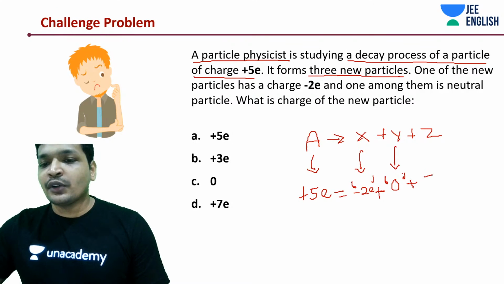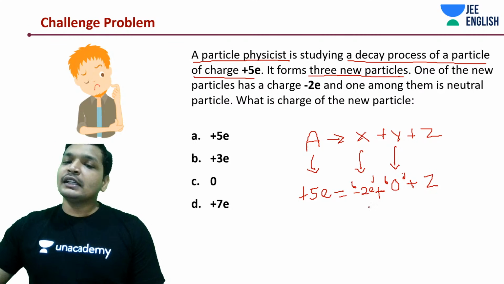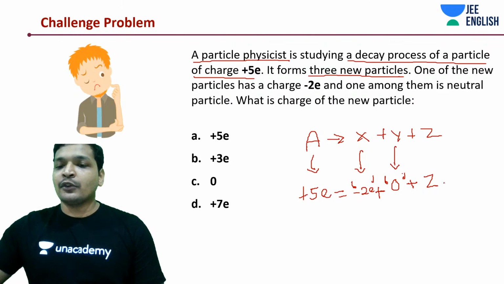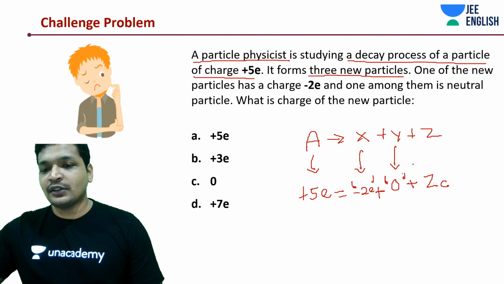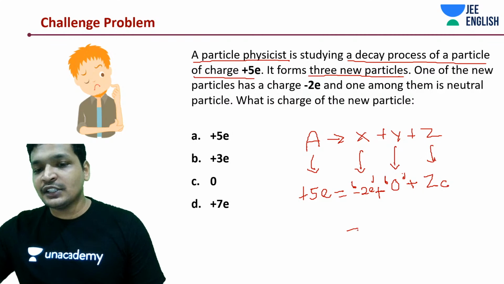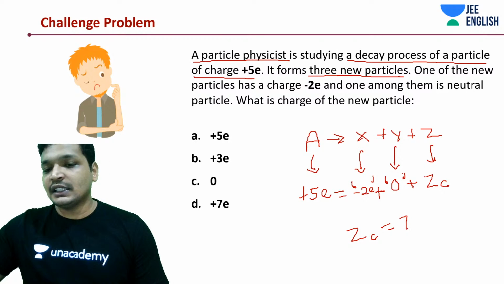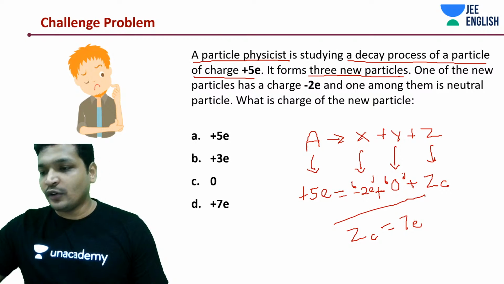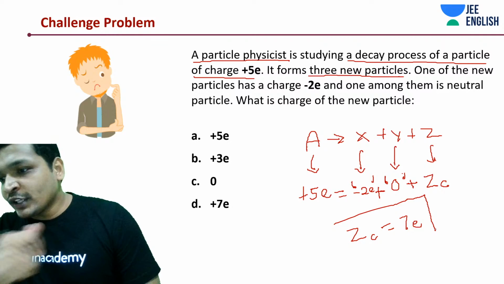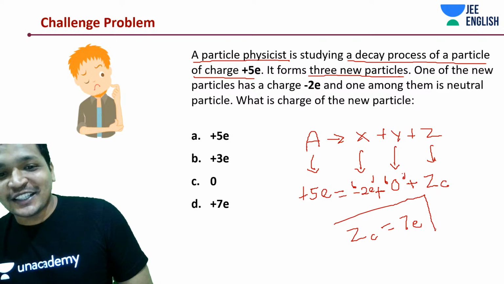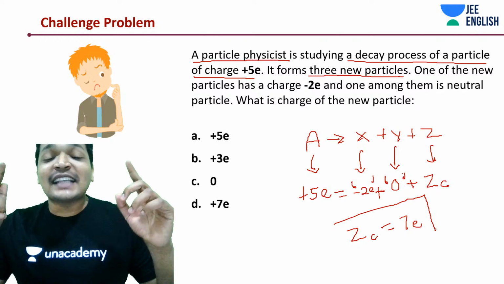So that being said, this is going to be Z, and if you try to conserve the amount of charges, let's say this is the charges present on it, Z, you take it on the LHS side, 7E. Alright. Rohit, there you go. I hope you understood. It is going to be 7E, guys.